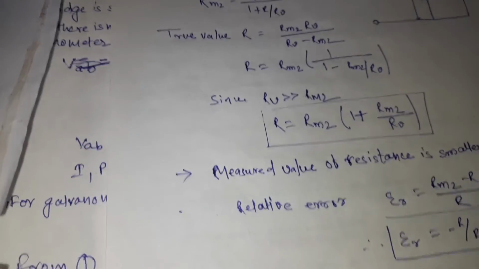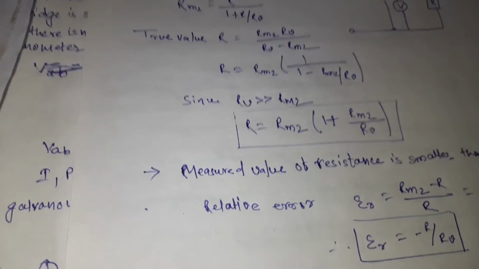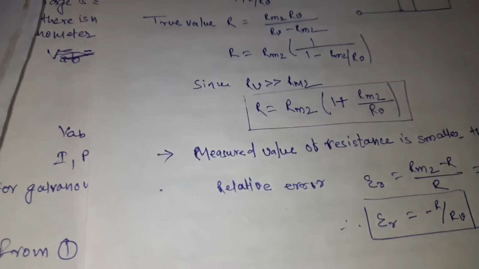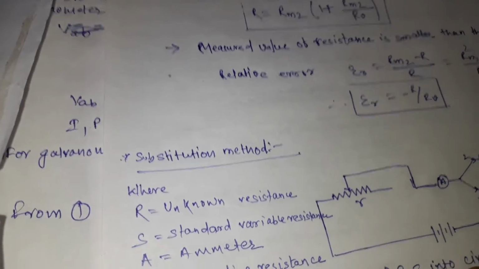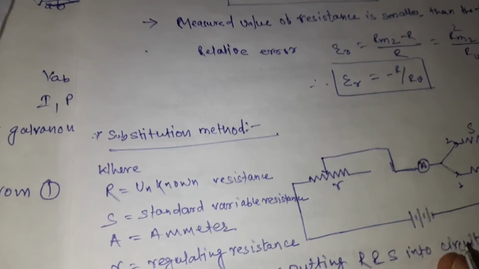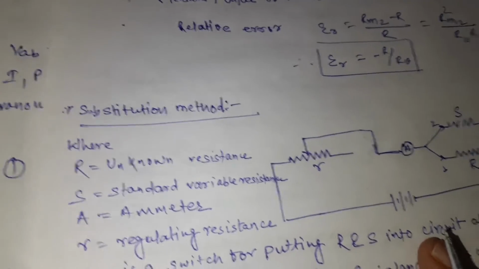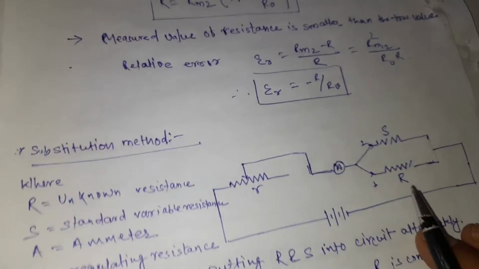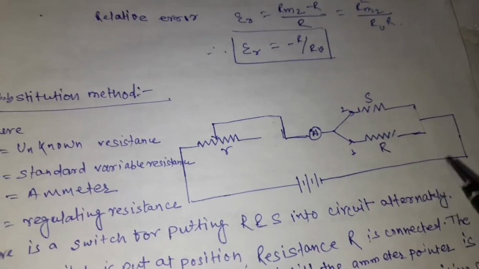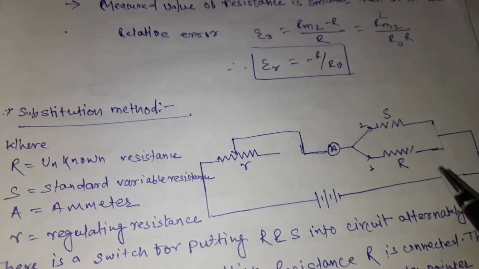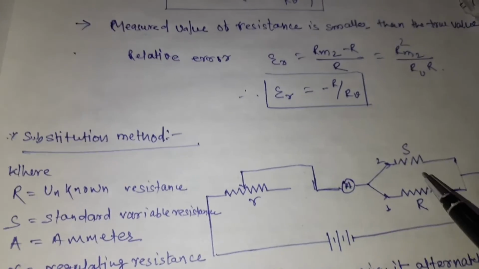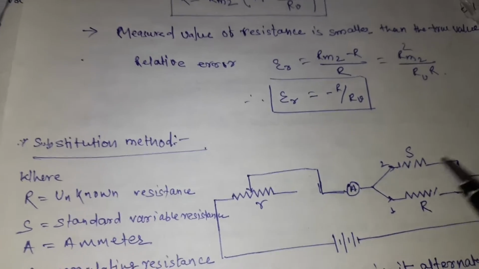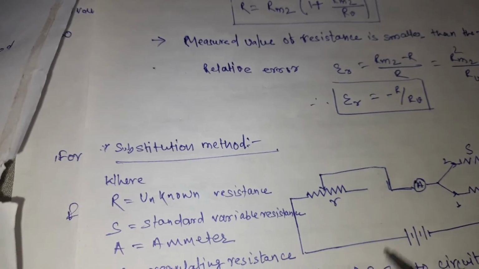So we can ignore and neglect it in terms of other values. The next method of measurement of resistance is the substitution method. This is the circuit diagram for the substitution method, where R is the unknown resistance, S is the standard resistance, and small r is a variable resistance.